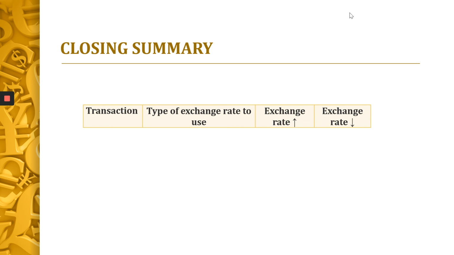Closing summary na tayo. So sa closing summary, isa-summarize lang natin yung buong concept ng foreign currency transactions. Okay? Sige. So, first column, transaction. Next, type of exchange rate to use. Exchange rate will increase. Exchange rate will decrease. Now, anong ibig sabihin kapag nag-i-increase ang exchange rate? Sige, bigyan ko kayo ng simple example. For example, ngayon, $1 is equivalent to 52 pesos. Paano kung kinabukasan bigla siyang naging 53 pesos? Di ba tumaas ang exchange rate?